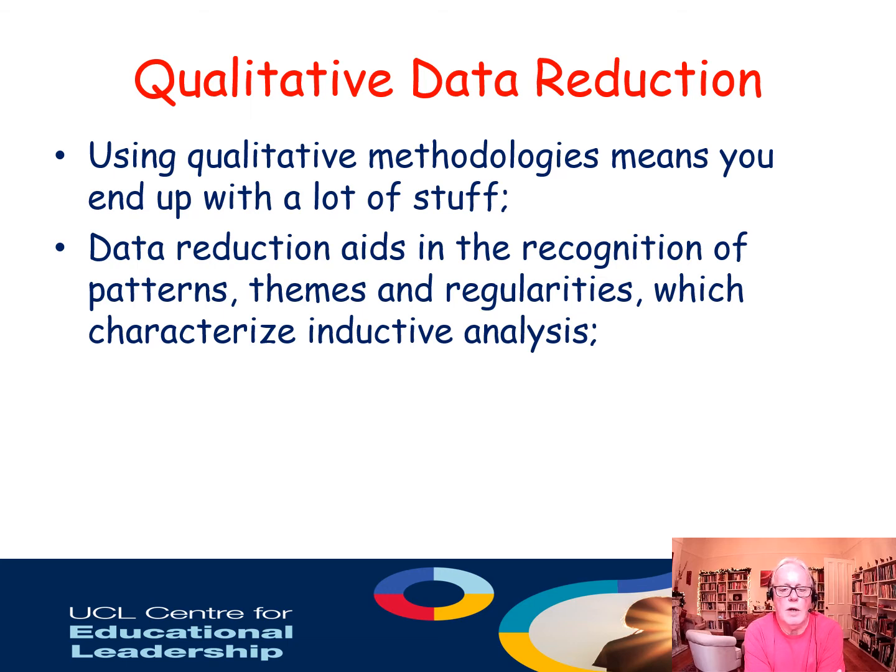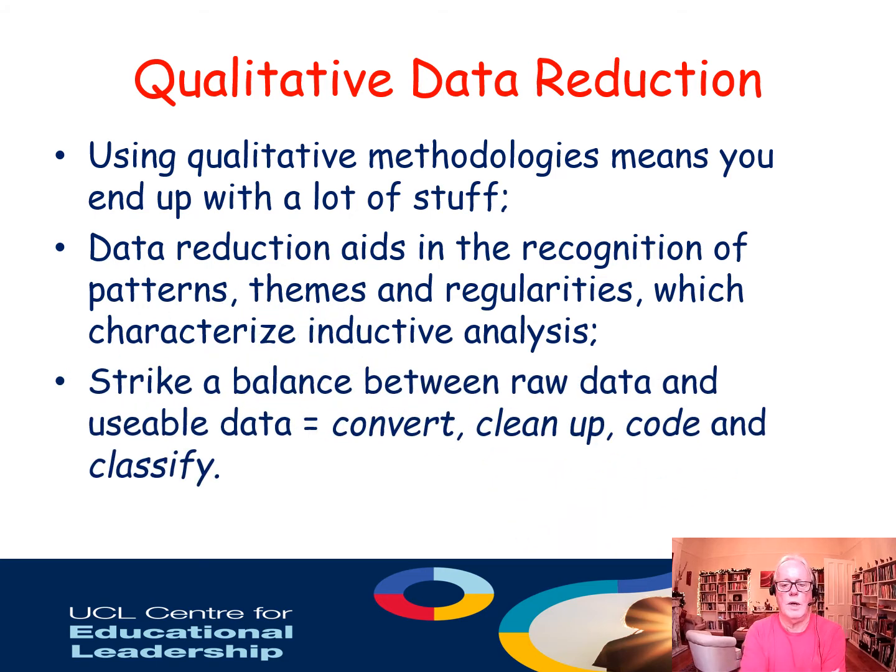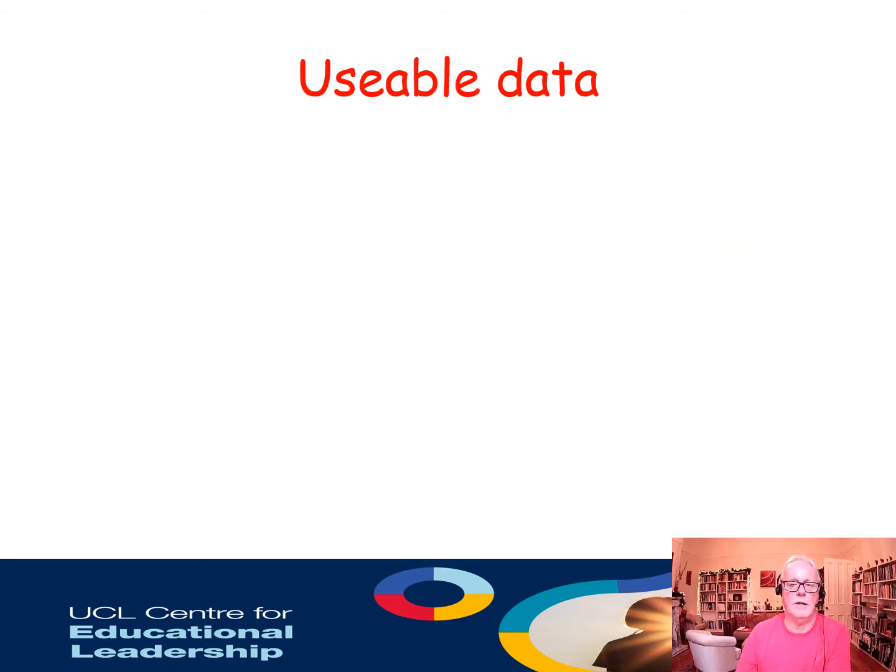Okay, now these are the way in which they characterize inductive analysis. In other words, you are inducing something from the data you have, and you're looking for patterns, themes, and regularities. So to get there, sometimes it's worth doing data reduction. Okay, so I said there are 4 stages to that: the balance between raw data and usable data, and the 4 parts are convert, clean up, code, and classify. Okay, so we'll now go on and talk about what we mean by convert, clean up, code, classify.